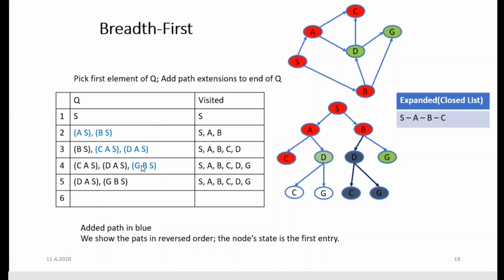SAD and SBG are the only ones remaining. After D, is there anywhere to go? Yes, we have C and G, but both of them are already in our visited list. So we can put D in our expanded list, not to repeat it again, and SBG will be the last remaining path. We ask the question again, is G our goal? Yes. Now we can return SBG as a solution. As you see, there are three solutions here, SADG, SBDG, and SBG. As we expected, breadth-first search returned us the shallowest solution.